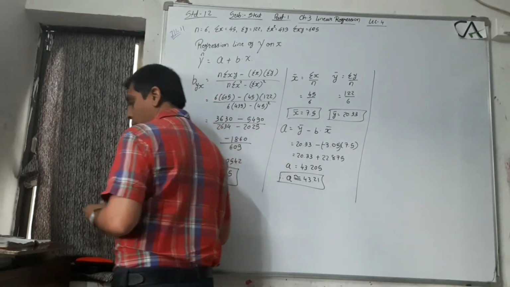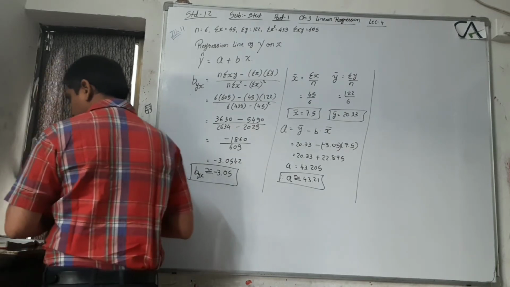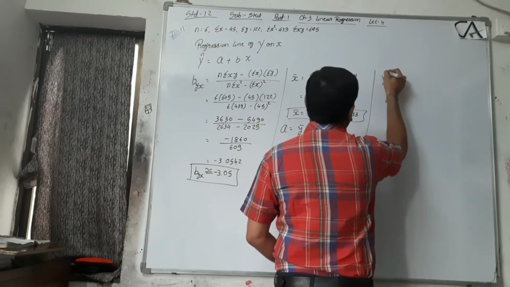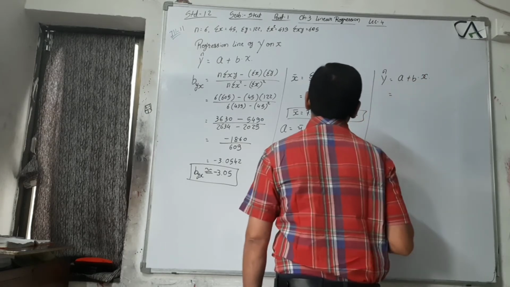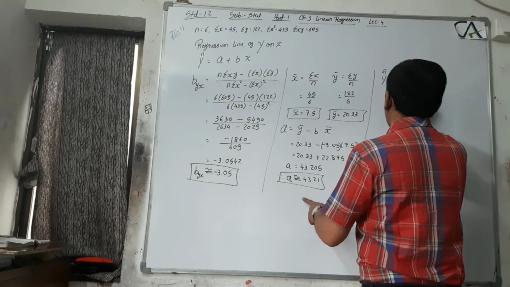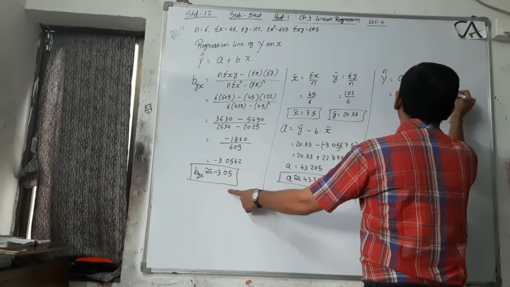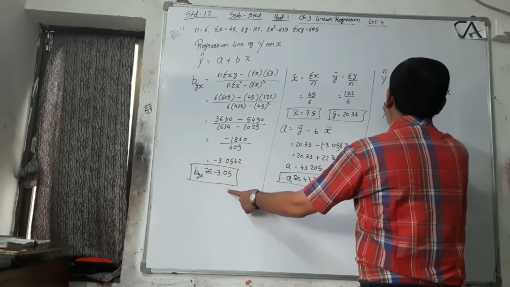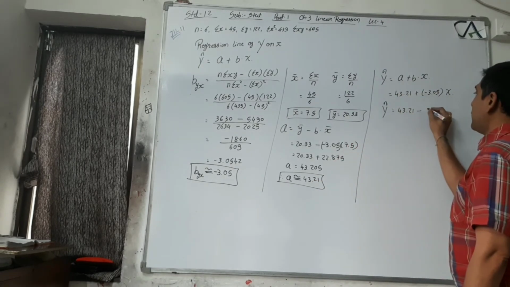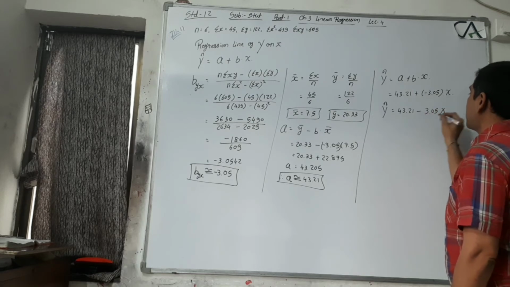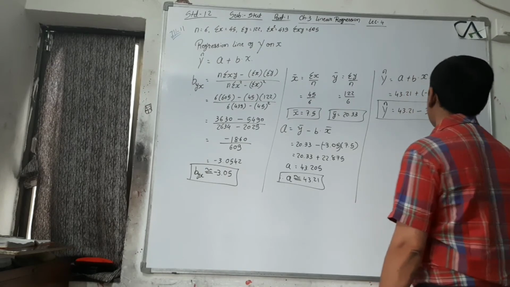And now, what is the main question? Obtain the regression line of y on x and estimate y when x is equal to 10. Okay, first of all we find out y on x, a plus bx, that is a is equal to 43.21 plus b is equal to minus 3.05 x. So you can write like that, y cap is equal to 43.21 minus 3.05 x. Here this is the regression line of y on x.